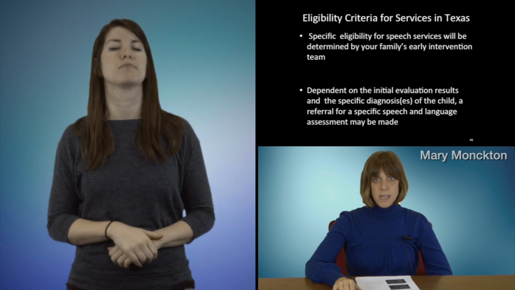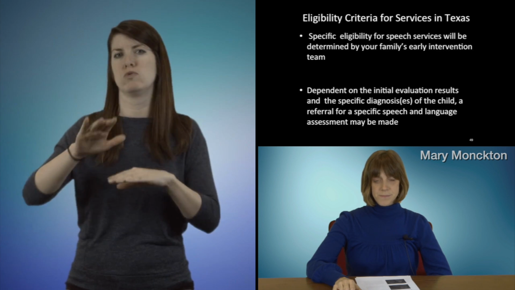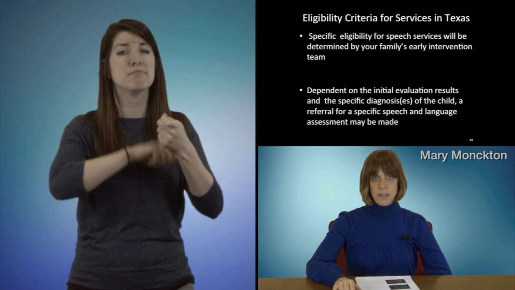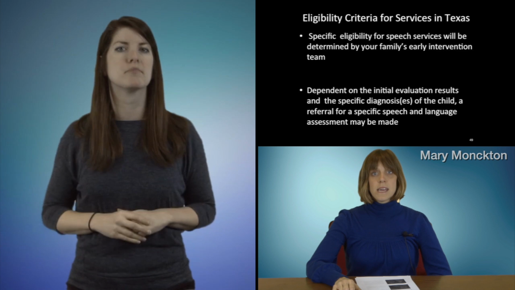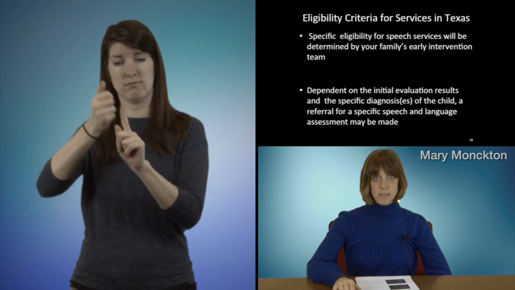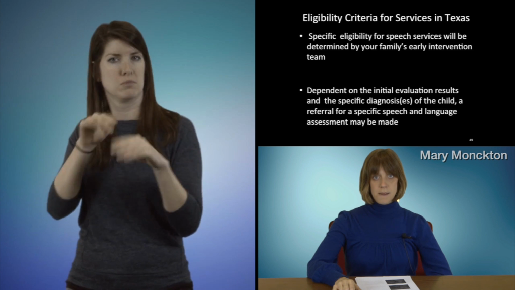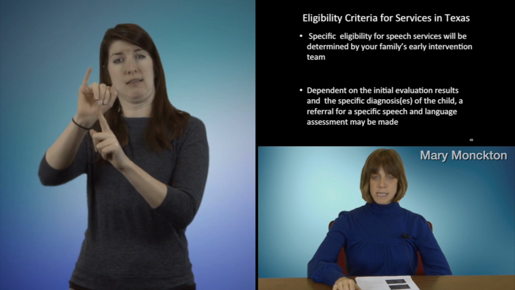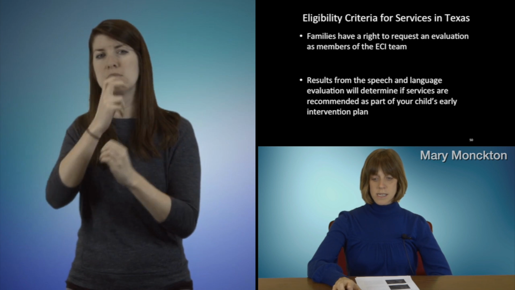Specific eligibility criteria for services here in Texas are dependent on your family's early intervention team. Dependent on the initial evaluation, results, and specific diagnoses of the child, a referral for a specific speech and language assessment may be made. It is important to know that if a child has an auditory impairment diagnosis, AI services can be provided and ECI coordination is provided. It would be up to the ECI team, the early intervention team, to determine if an additional speech and language evaluation should be conducted.